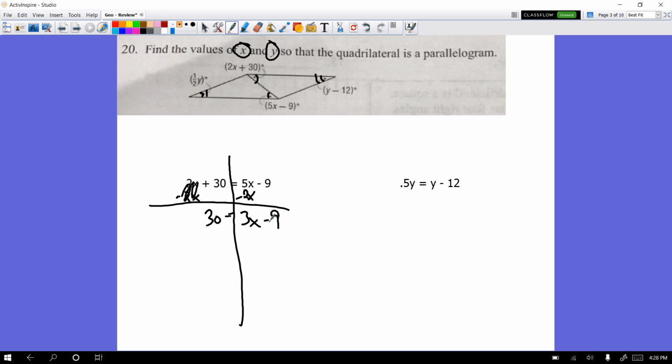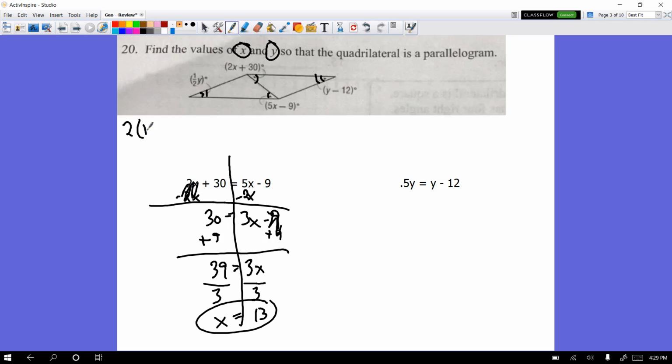Now we're down to a two-step equation. You know what to do from there. One-step equation. X is 13. Now, whenever we substitute this into 2x plus 30 and 5x minus 9, we should come up with the same exact degree measures. So I'm going to go ahead and do that right now and check this.